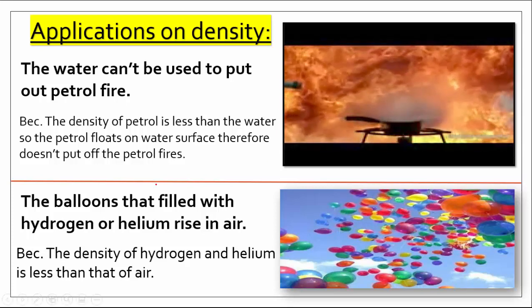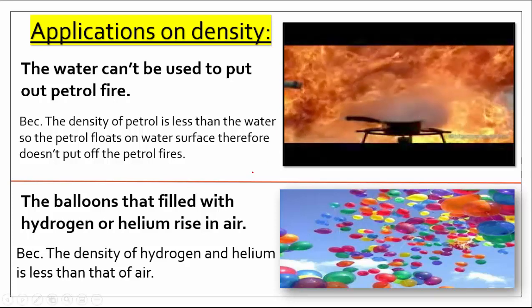So why does this phenomenon happen? What happened here is that the density of petrol is less than water. So when you put water, the oil or the petrol goes on the surface of the water and never goes down. It stays on the surface, so the fire keeps burning. Look here at the answer: because the density of petrol is less than water, petrol floats on the water surface, therefore it doesn't put out the petrol fire.